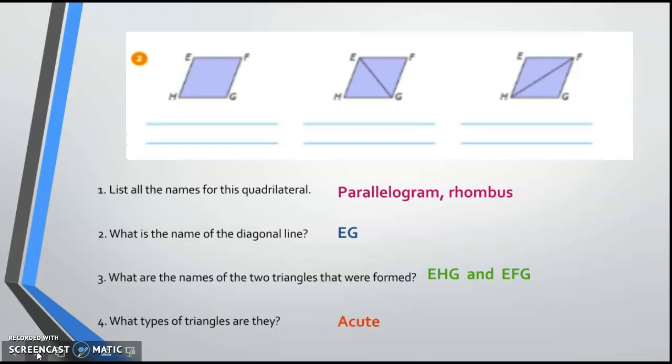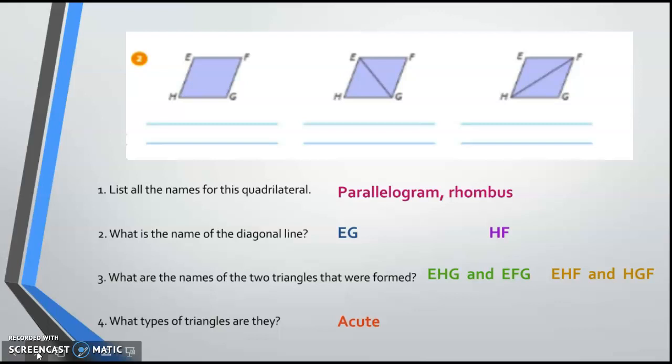Now, I'm going to take the parallelogram, and instead of drawing the diagonal from E to G, I'm going to draw the diagonal from H to F. So my line is now HF. My triangles are now called HEF, and my other triangle is called HGF. So I have two triangles with new names. What types of triangles are these?